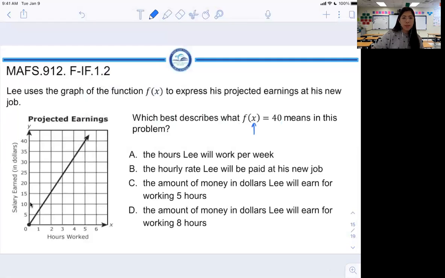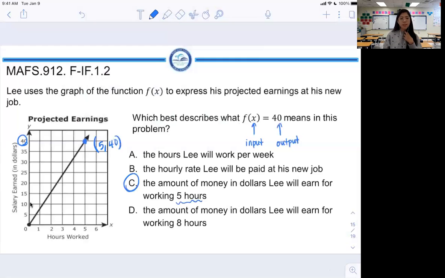Remember that x, whatever x is, that's the input. Whatever the function equals is the output. Input is the x values, output is the y values. So if the output is 40, that means I'm talking about 40 on the y-axis, right? So $40. This point right here is (5, 40), which means $40 is the amount that he earns for working 5 hours.